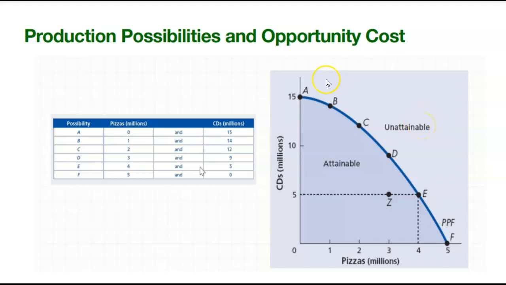But if you have 100 rand, you can make 1 burger, it's attainable. But if you have 100 rand and a burger costs you 10 rand, then that means you can make 10 burgers, which is on this line. That's the maximum, that's efficient. Okay? So PPFs are very important.